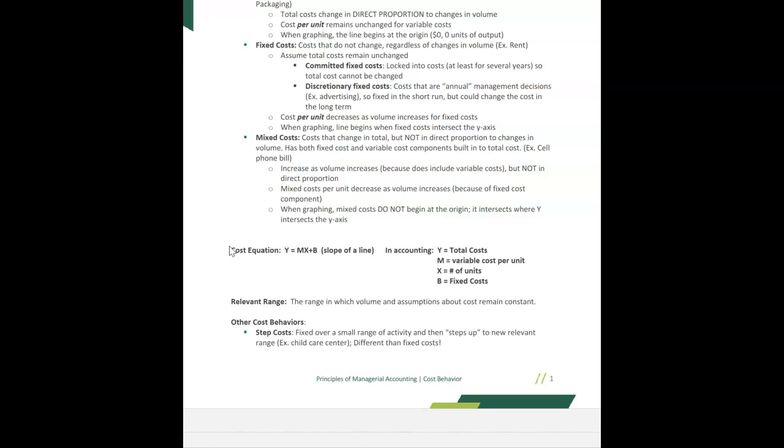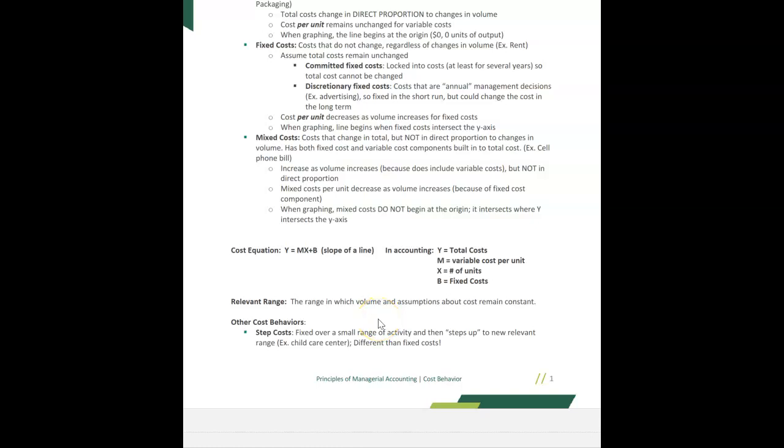Okay, so we've got a couple other things that are really important. The first thing is the cost equation. And just about every problem that you do in this chapter results in you having to prepare the cost equation. And it's the same as the slope of a line that you had in high school, okay? In this case, y equals your total cost, and that would be equal to your variable cost times number of units plus your fixed cost. All right, and that's what gives you your slope. It gives you the actual slope of the line, the variable cost does. All right, and the relevant range is the range in which volume and assumptions about cost remain constant.